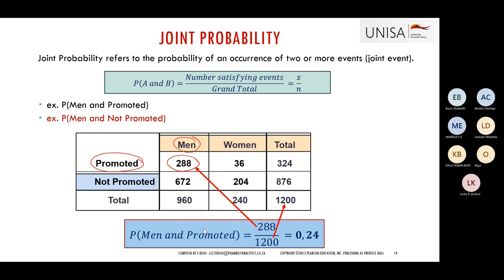Okay, so probability of men and not promoted. Men not promoted, there are 672 divided by 1,200, and that is 0.56. That's what you wrote in the chat. So if it's wrong, let me know. Happiness?